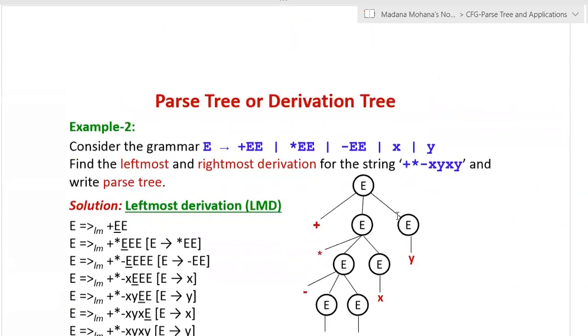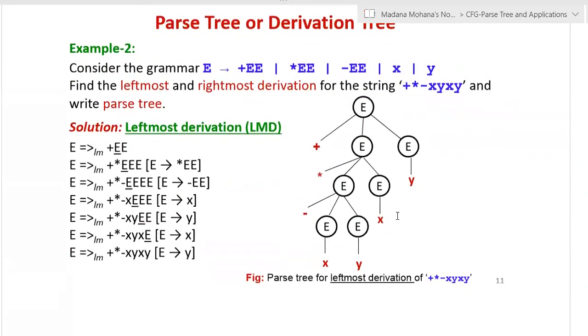Now see another example. Consider the grammar E derives plus EE, or into EE, or minus EE, or x or y. The question will be given in the examination like this: find the leftmost and rightmost derivations for the string, and write the parse tree. This is one of the previous university examination questions. Sometimes they won't give the string. At that time, you can take any one string.